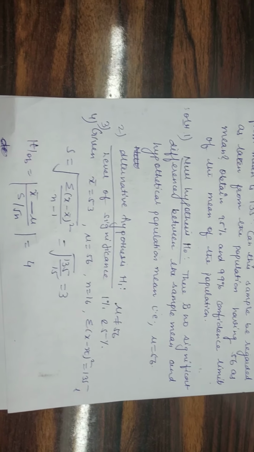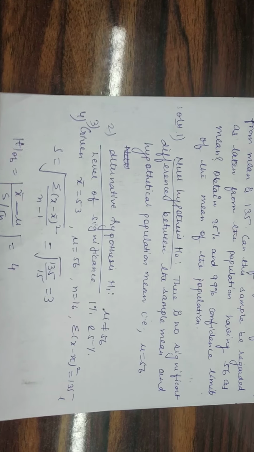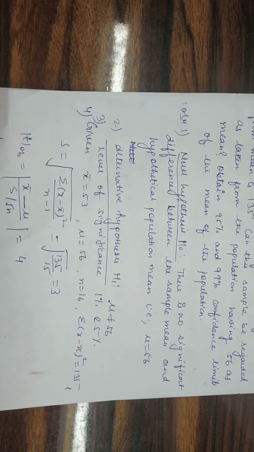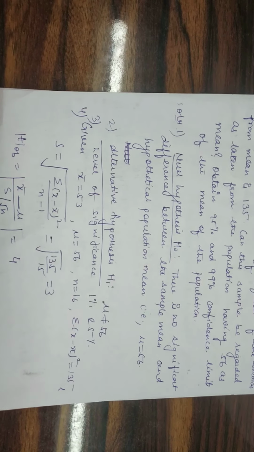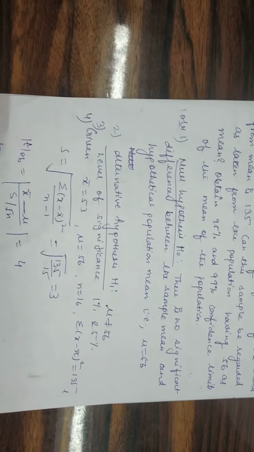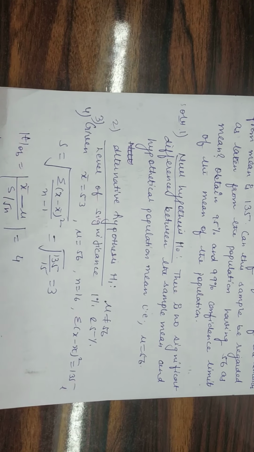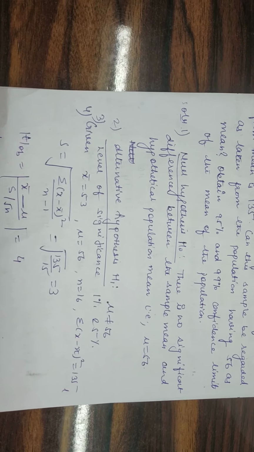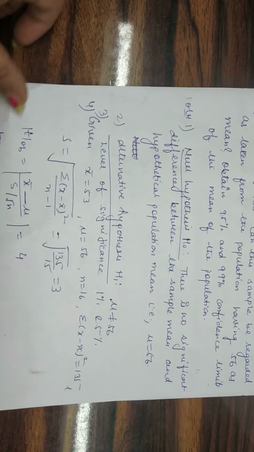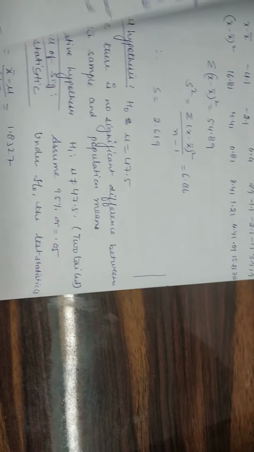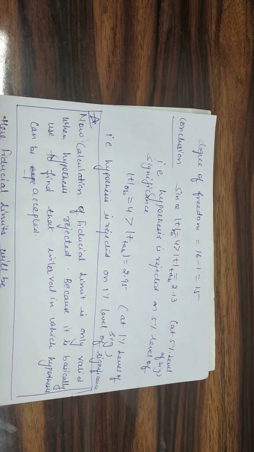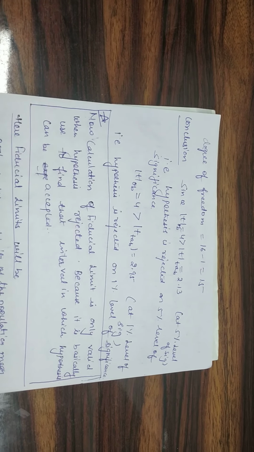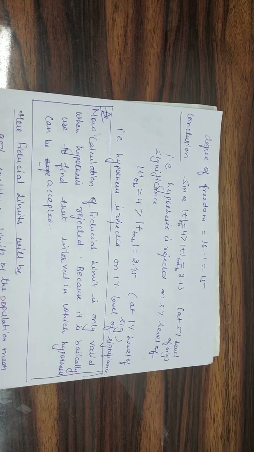So first we have to calculate the standard deviation. S is the square root of summation of (x minus x bar) whole square upon n minus 1, equal to root of 135 upon 15, and that is 3. Now we'll calculate T observed. T observed is (x bar minus mu) upon S over root n, and that is 4. Degree of freedom: because sample size is 16, 16 minus 1 is 15. Here no distribution is given in the problem.